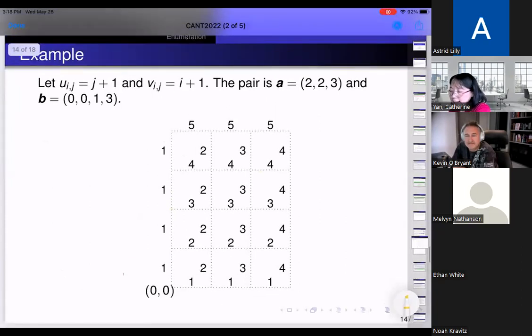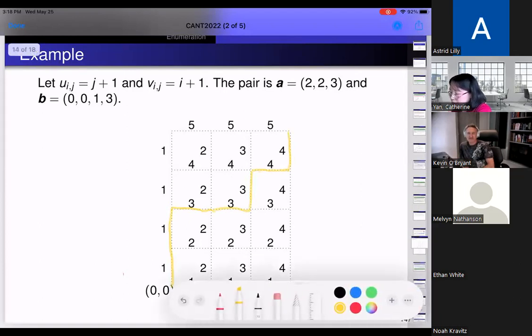I have a grid of size 3 by 4, and along the lines I wrote down all the weights. This one is given by the linear case, where the horizontal edge has a weight fixed by the height of that edge, and for the vertical edge, it's basically the x coordinate of that edge. Under my pair of integer sequences, the first one is 2, 2, 3, and the second one is 0, 0, 1, 3. In this picture, let's take a lattice path, maybe this one, from the origin to the right corner.